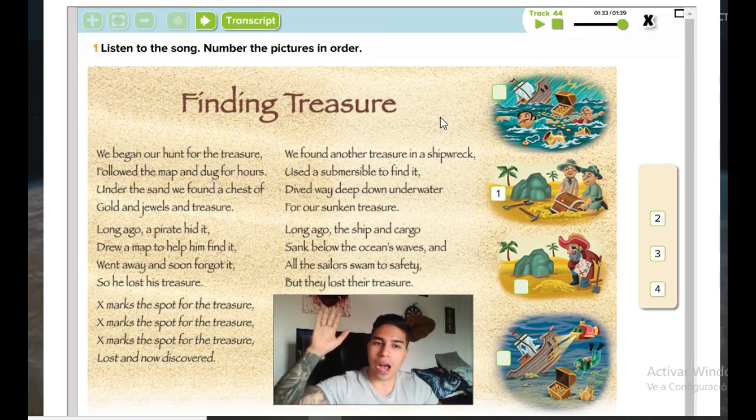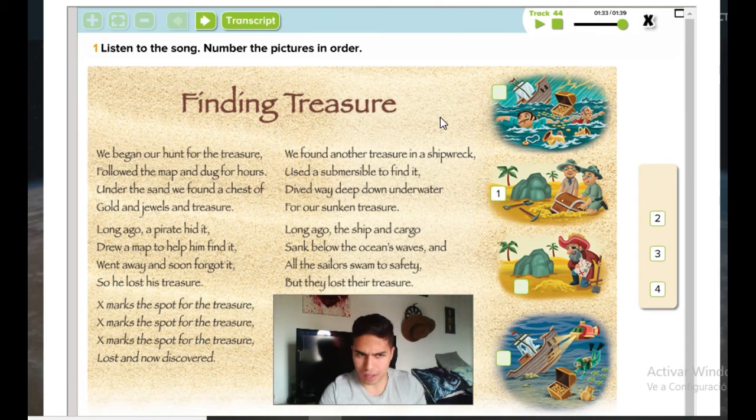Long time ago, a pirate hid it, drew a map to help him find it, went away and soon forgot it, so he lost his treasure. So they are talking only about one pirate that hid his treasure. So one more time, what are they doing here? Are they hiding something? No, they're not in this one. So yes, you are right. Number 2 is about the lonely pirate with the map and the shovel. Now let's go to number 3. What do you think is number 3?